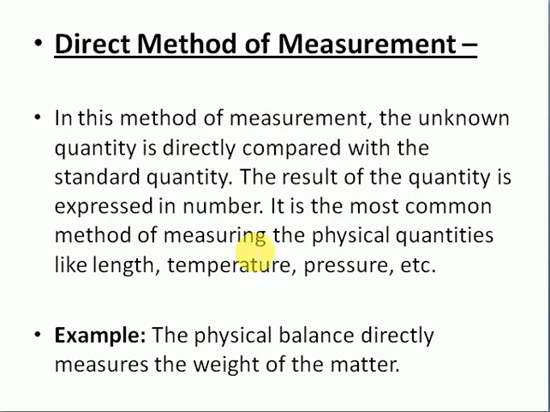Okay, in the direct method, an example is the physical balance, which directly measures the weight of the matter. Or on the electrical side, suppose in any circuit there is an ammeter, which directly measures the current of the circuit. In any circuit I put the ammeter in series, so the ammeter will directly indicate the current in amperes. Okay, so it is the direct comparison method or direct measurement.